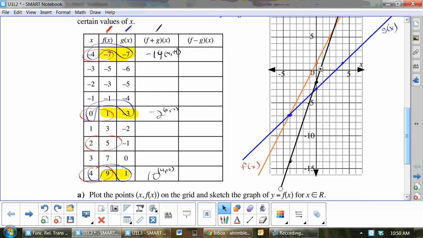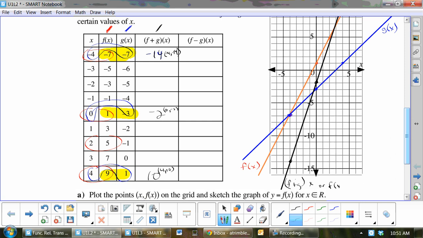That black line there is f plus g of x, or f of x plus g of x, right? Same thing. Okay, now the last one I'm going to do, I'll do it in green. Okay, so f minus g of x. So negative 7 minus negative 7 is 0. Okay, let's do the middle one.